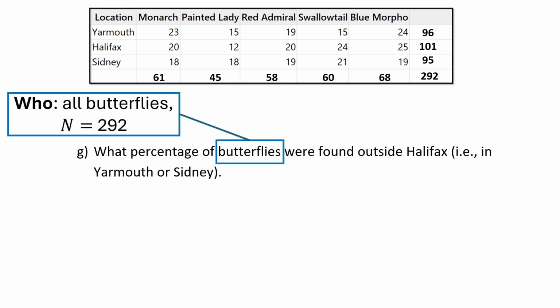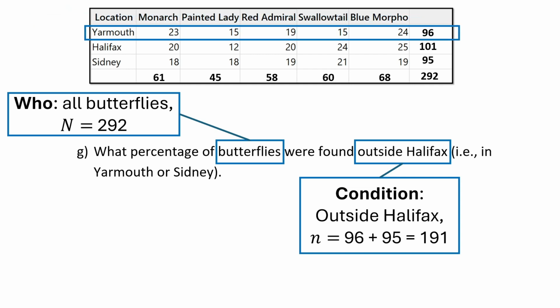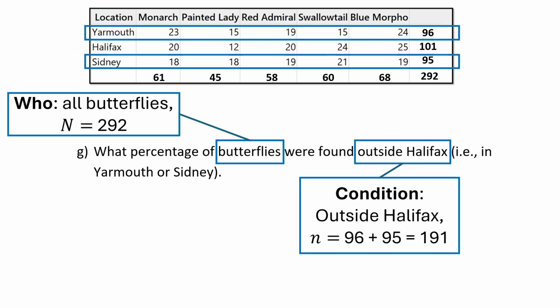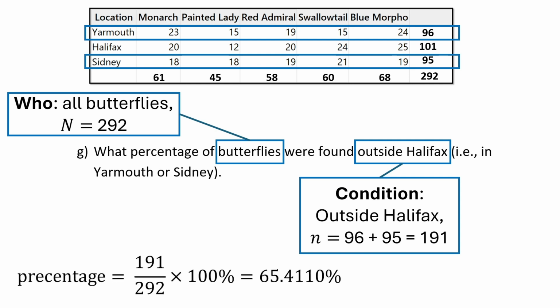Again, it's all butterflies. And we're looking at two conditions. Well, one condition, outside Halifax, which is kind of like two conditions. We're looking for butterflies that are found in Yarmouth or found in Sydney. And with that or, we're going to add those numbers together. We get 191 in total. And out of 292, that gives us our percentage.